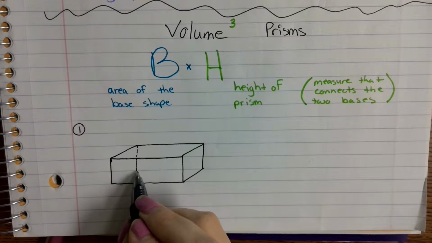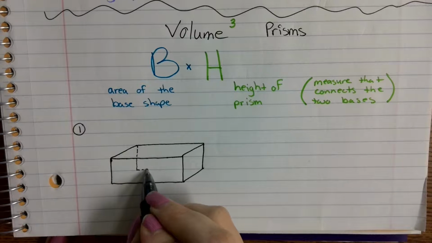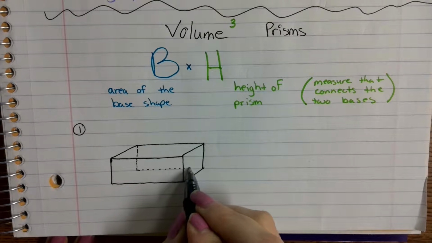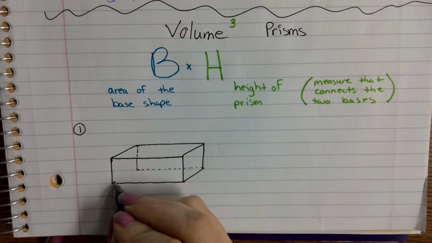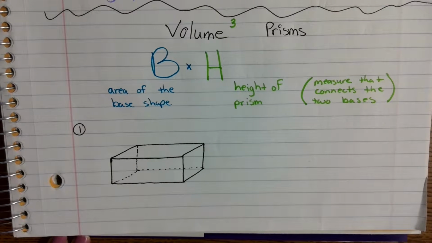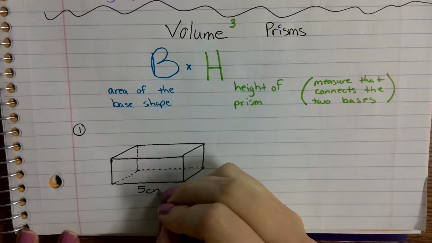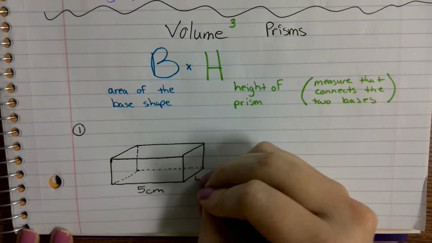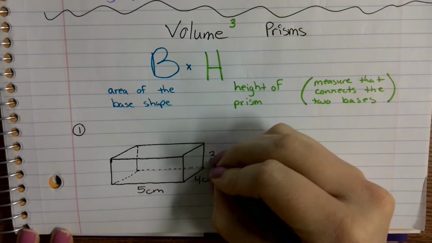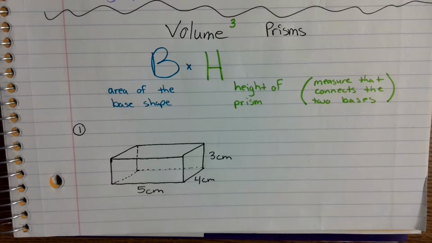And then you connect that dotted line to this far corner off to the right and connect it to this far corner here. And you now have a rectangular prism. Okay? All right. Now, labeling. Let's go ahead and label this 5 centimeters. We'll say that this is 4 centimeters and that this is 3 centimeters. Not drawn to scale. Okay?